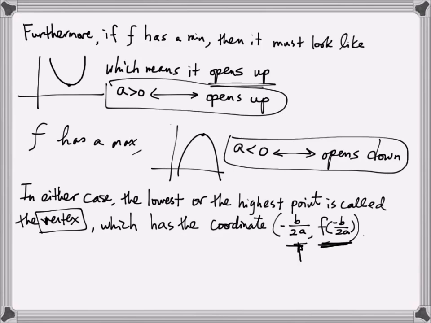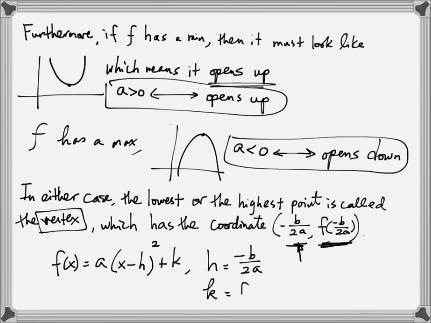For simplicity's sake, you'll most likely see the standard form written as f of x equals a times x minus h quantity squared plus k, where this h is the x-coordinate of the vertex, negative b over 2a, and this k is essentially the function evaluated at the vertex, negative b over 2a, or as we saw earlier in the complete square form, it was given by c minus b squared over 4a.